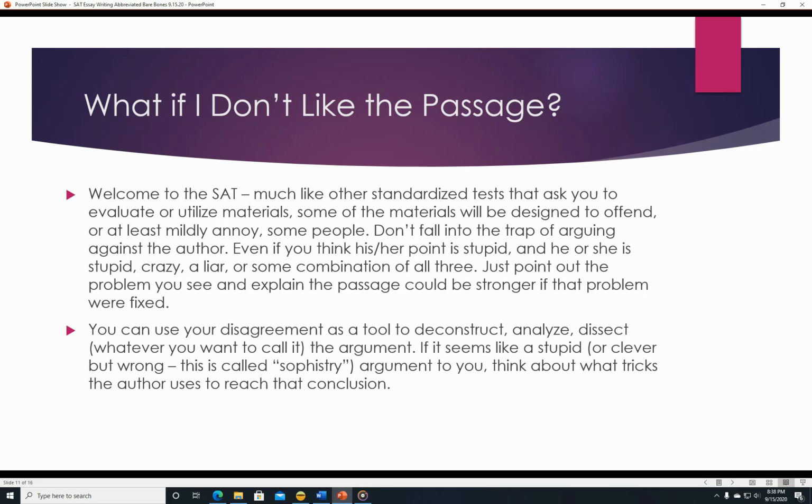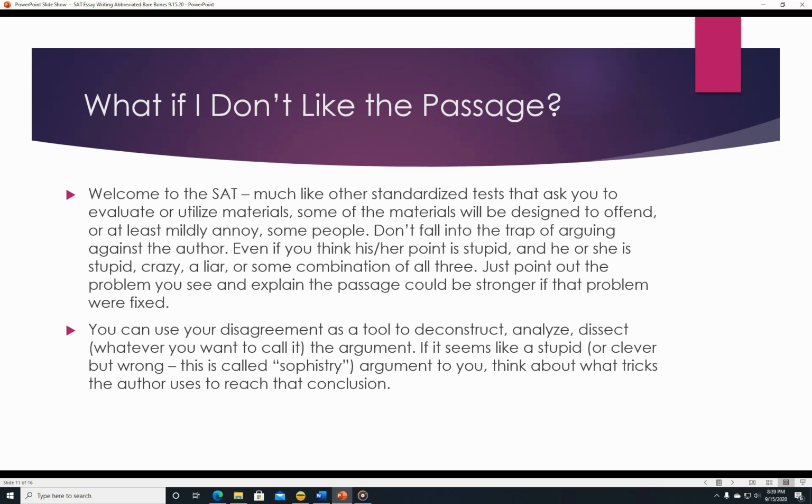Just point out the problem you see and explain how the passage could be stronger if you think the person is stupid, crazy, lying, or just completely, willfully ignorant of an obvious counter-argument. That would be the thing you can do if you think the argument is stupid.